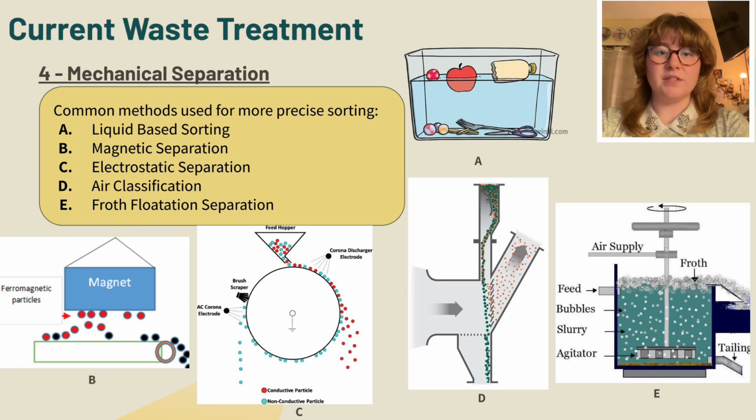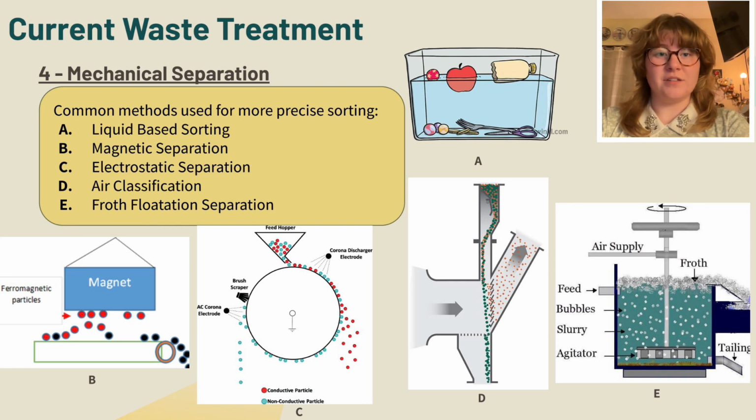Another method involves an electrostatic separator that uses electrical charge to sort materials based on their conductive or non-conductive properties. As seen in image C, the red particles are the conductive materials that are influenced and can be separated by falling into a collection bin below.